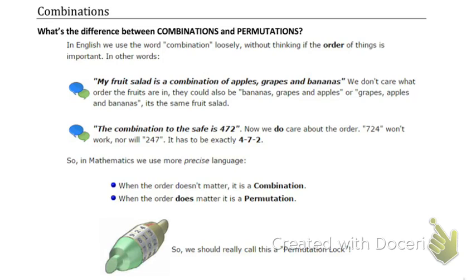So we have two uses of combination right here. The first one says my fruit salad is a combination of apples, grapes, and bananas. The thing about that combination is I don't care what order the fruits are in. You could also have a banana, grape, and apple one. You could have a grapes, apple, and bananas one, and it's still the same fruit salad. It's all mixed up. This is the proper use. So this is, in fact, a combination problem.